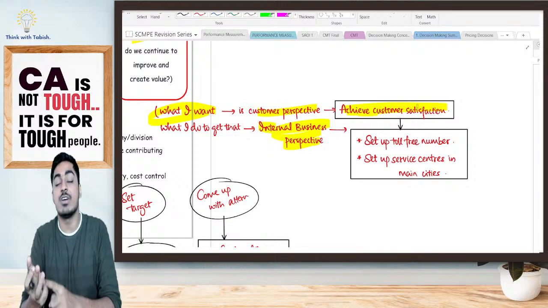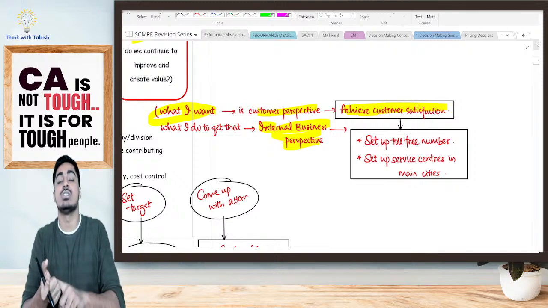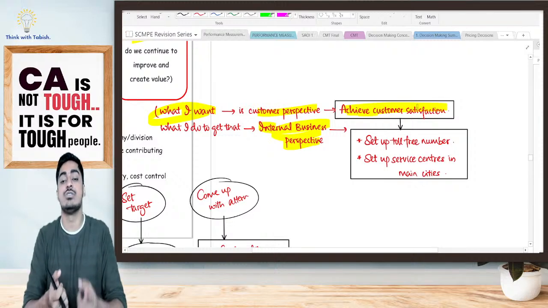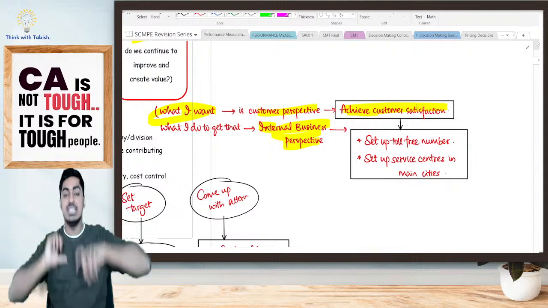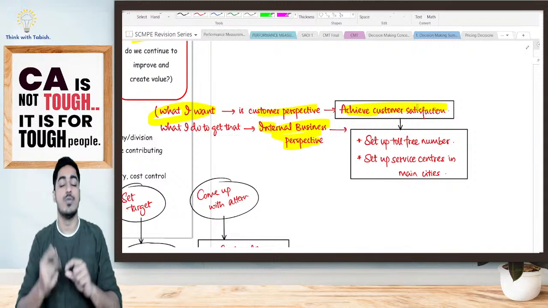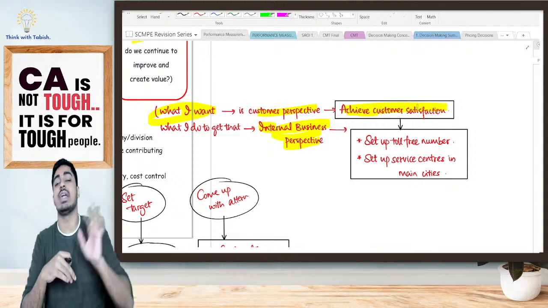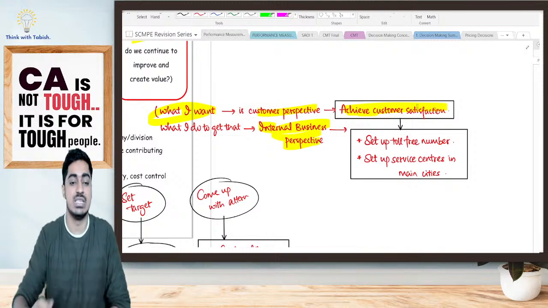Ensure you're manufacturing top quality goods. For that, you ensure perfect raw material you're purchasing. You're setting up toll-free numbers so that if anyone is having an issue, you resolve that. You're setting up service centers in different places. All that you're bringing up with changes in your internal business so that you can achieve customer satisfaction. What I want, that is my customer perspective. What I should do to get that, that is my internal business perspective. Is it clear, everyone?